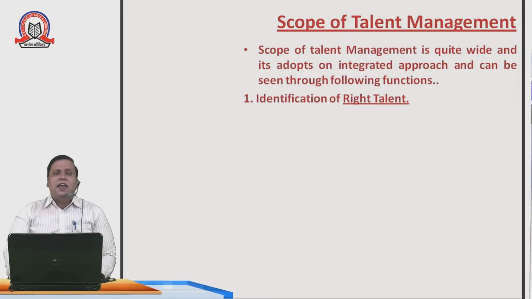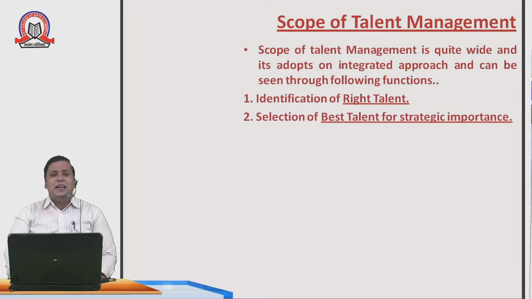So identifying the right talent, what skill sets are required in a particular job role. Accordingly, I have to hire the people. I have to recruit the people. Selection of the best talent, that again carries a strategic importance, because in order to achieve organizational goals, strategy is always important.